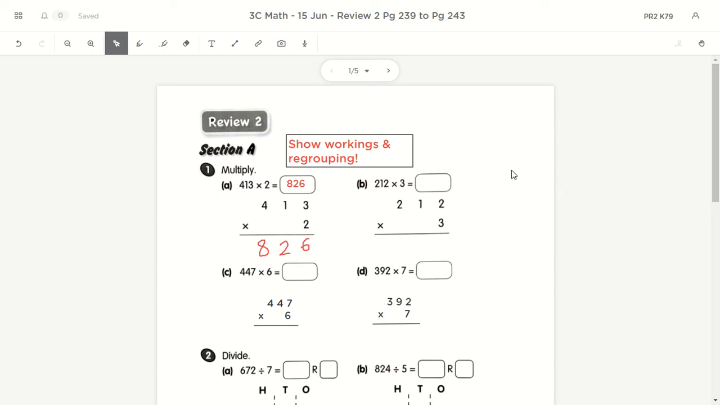Right, so the next one, also quite straightforward. 2 times 3 is 6, 3 times 1 is 3, 2 times 3 is 6. So for the next one, it is 636.